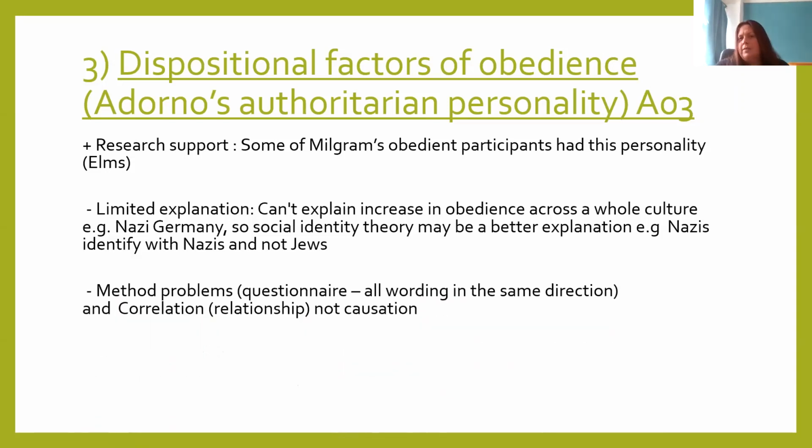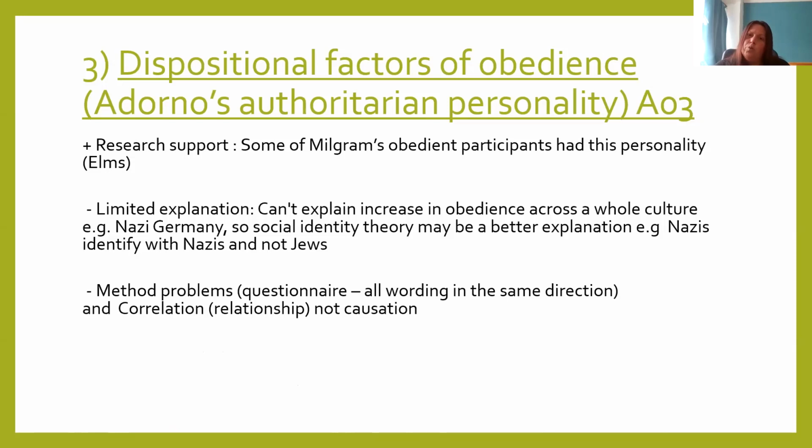Also think about all the methodological issues. Adorno created a questionnaire, the F scale. What we do know is that all the questions were kind of worded in one way. So if someone was just simply to tick, tick, tick, tick all of them in one column, it would change their scoring. Also consider the idea that this is correlational. So correlations just show us a relationship. They do not demonstrate cause and effect like an experiment would do.